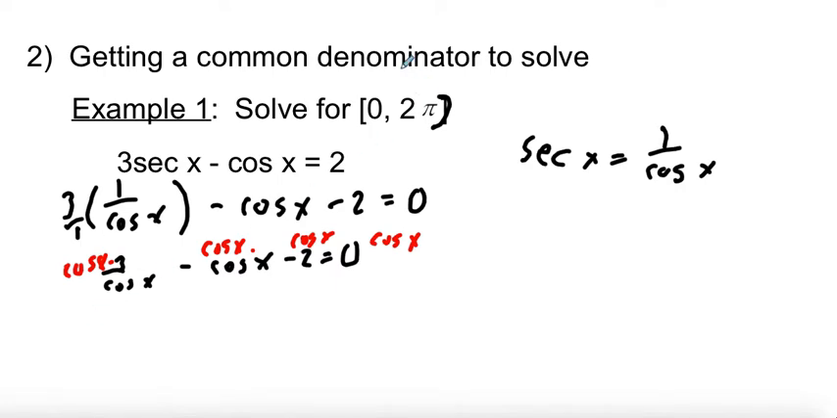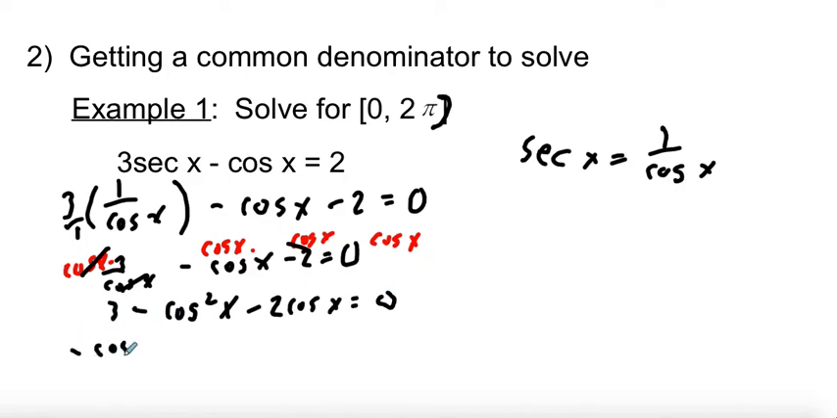So multiplying every single term there by cosine x. The first term there, the cosine x will cancel out, and I'm left with 3. Cosine x times cosine x there is cosine squared x, minus 2 cosine x equals 0. So now I'm just going to put them in the right order.